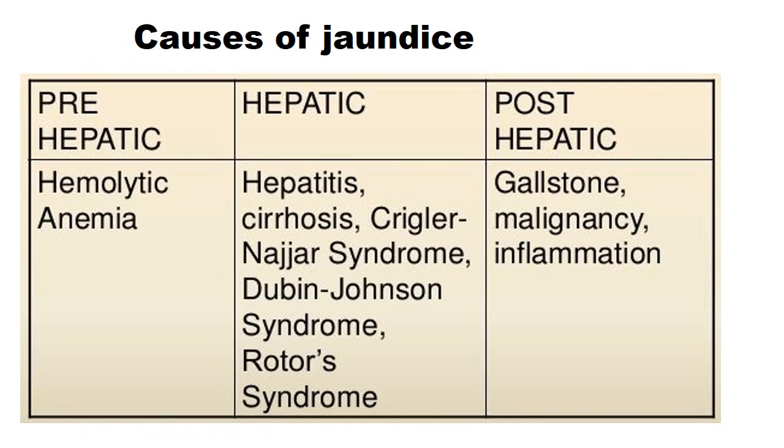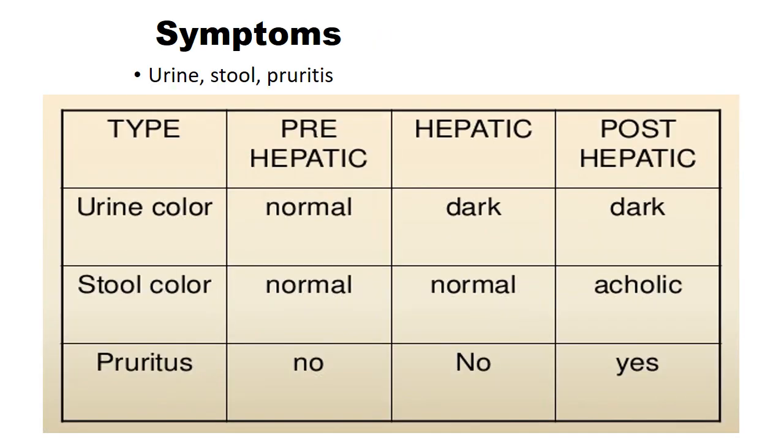So this is the same thing written in a chart form. Now coming to the symptoms, we have already mentioned the general symptoms, but what you can see is the color of the urine. It is normal in pre-hepatic, dark in hepatic, and dark in post-hepatic. Stool color is normal in pre-hepatic and hepatic, and acholic in post-hepatic. Acholic means it is clay colored stool, it's not dark brown. Pruritus: in pre-hepatic and hepatic, usually there is no pruritus. But in post-hepatic, because of excess bile salts, there is pruritus.